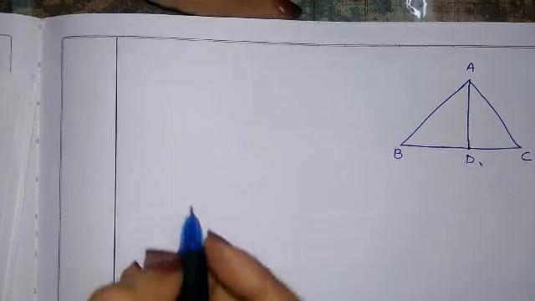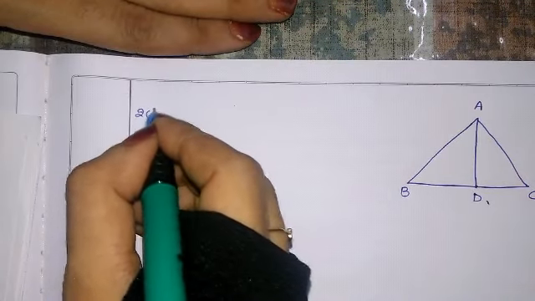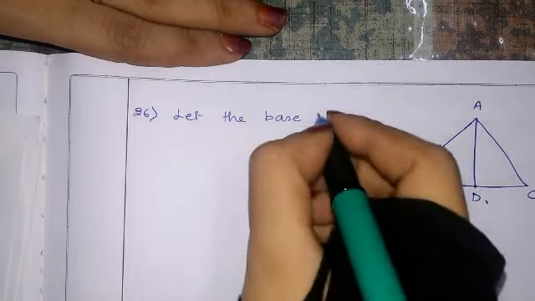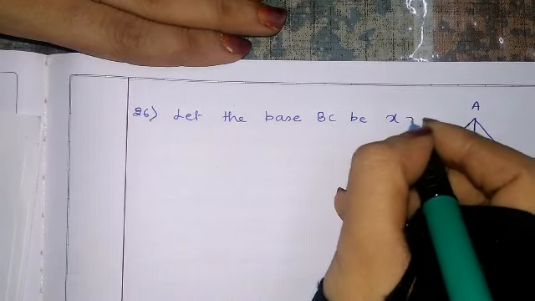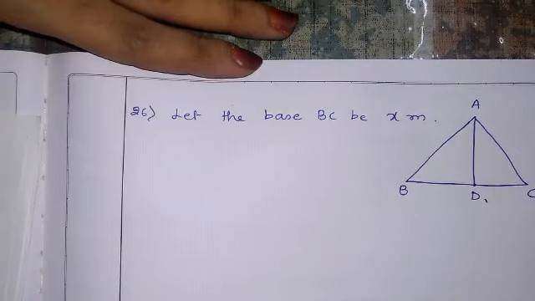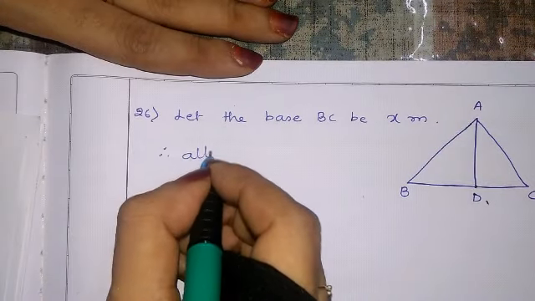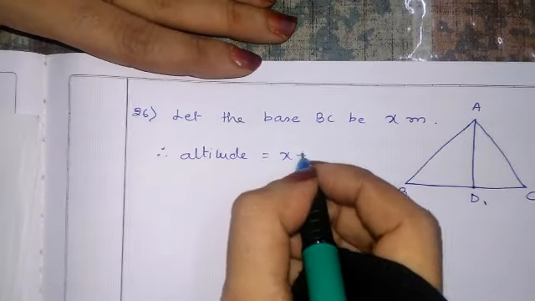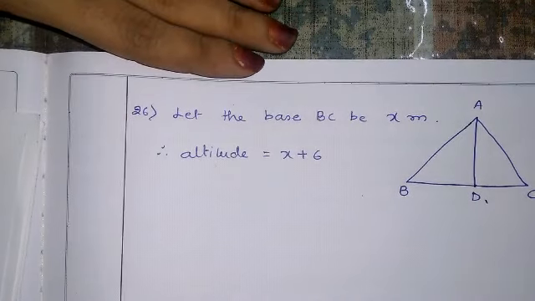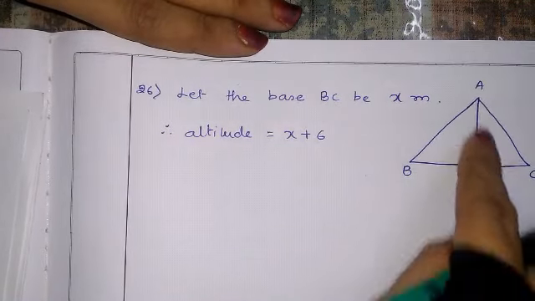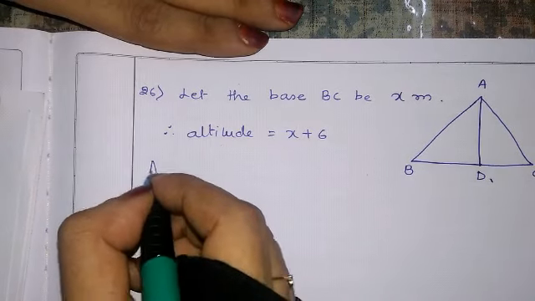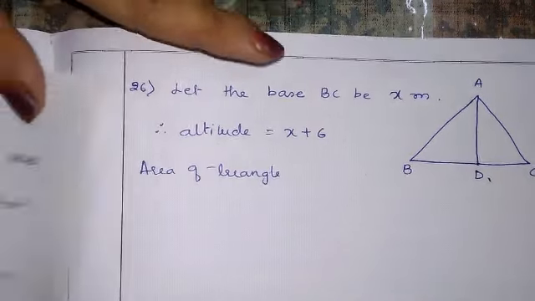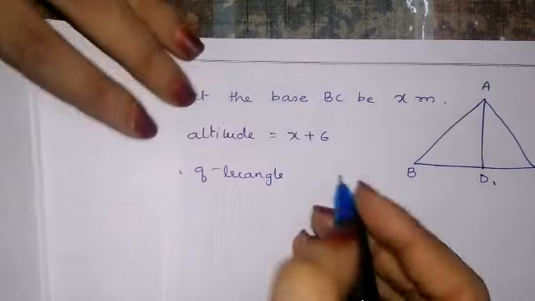They have told the altitude of the triangle is 6 more than its base. So we don't know the base. Let the base BC be x meter. We don't know the base, so we have taken x meter. Therefore, altitude will be 6 more than its base, that is x plus 6. Altitude is nothing but height. So they have given the area of the triangle, it is given in the question, 108 centimeter square.